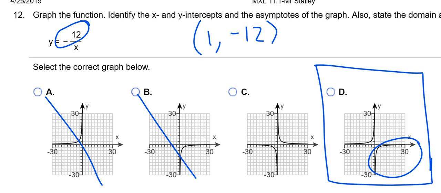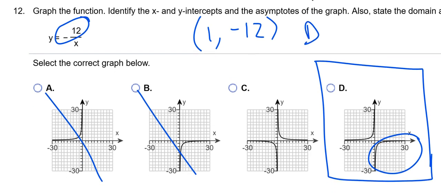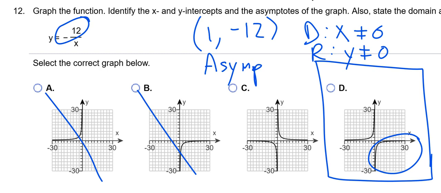What's the domain? X cannot equal 0. What's the range? Okay. So whether k is positive or negative, that didn't really matter, did it? It's always zero. What about the asymptotes? Yes, x equals zero, y equals zero. Man, it's like a broken record. X equals zero, y equals zero.